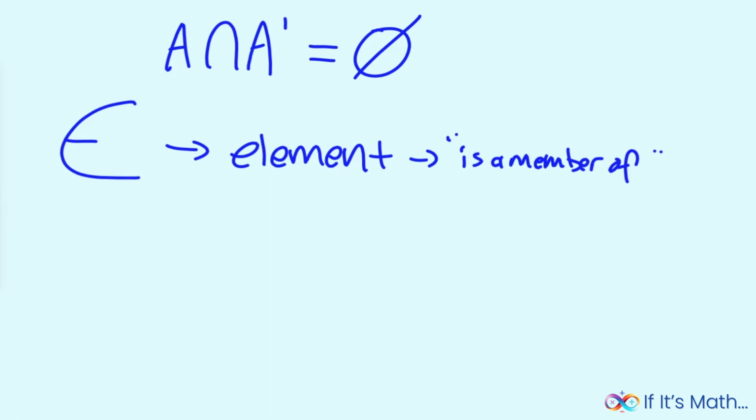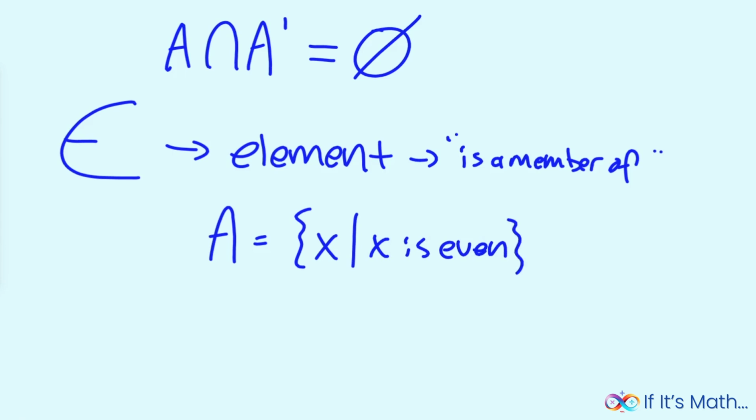So, as an example, let's say we have the set of numbers A, such that A is all x, such that x is even. So then what we know using our symbol is that 2 is an element of A. Oops. 2 is an element of A, and that's how you would write it.